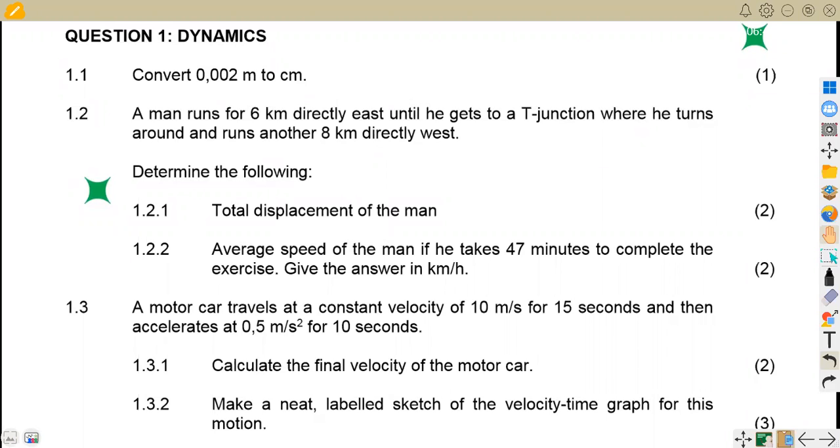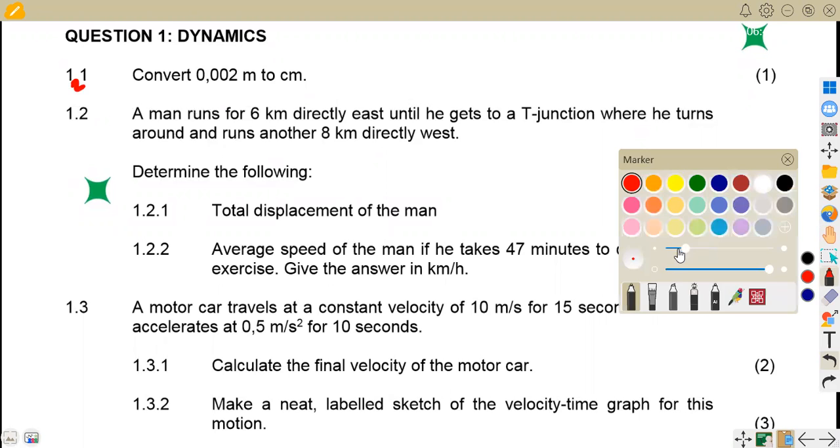In this platform, we shall be focusing on dynamics, which is a revision from the question paper written in November 2022. So we're not going to waste much time. We shall quickly rush through the questions that we are given. The first question, 1.1, we are given to convert.